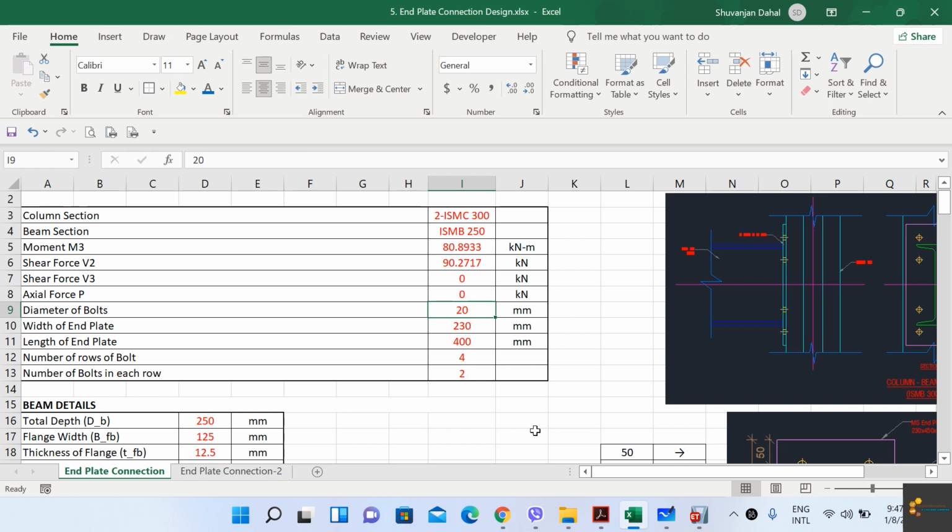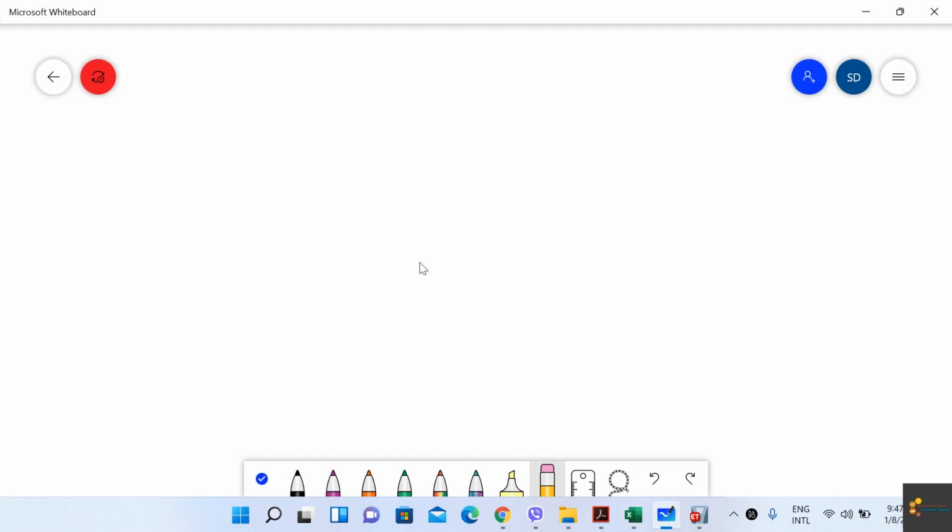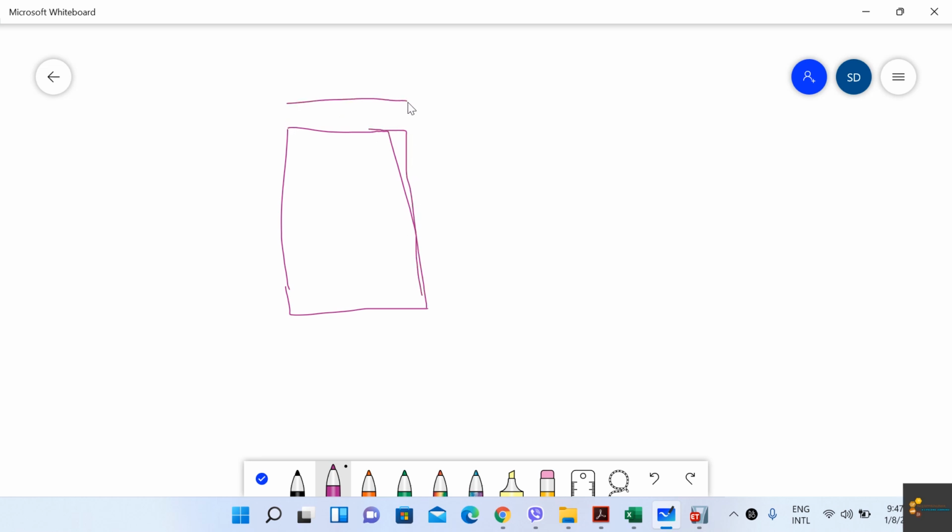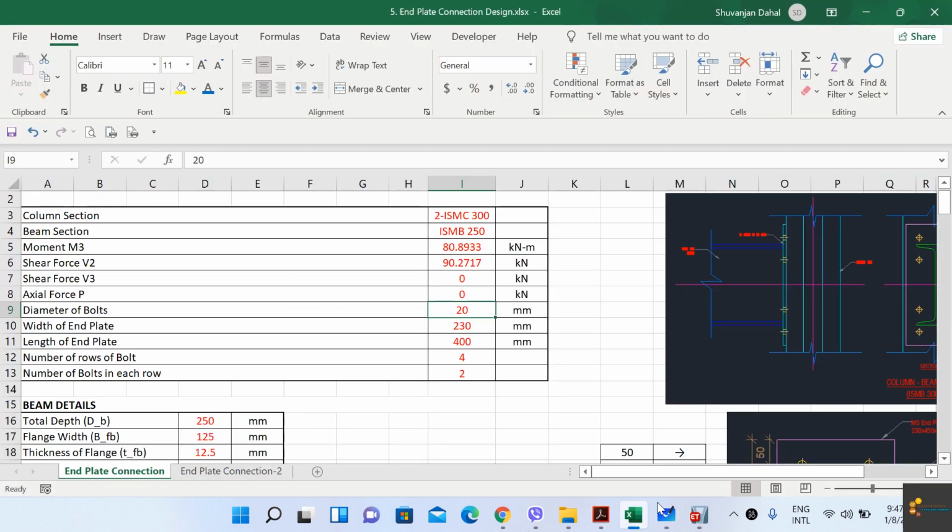So let me just draw a diagram to represent this. For example, if you take that, this is our column section here, or you are looking at the side view of our column here. This is the width of our column, which is 300 mm on one side and 250 mm on another side. So remember that.